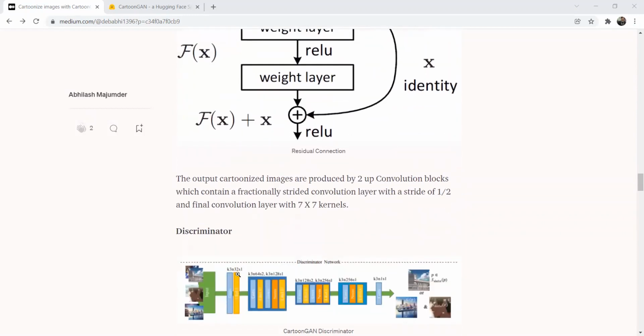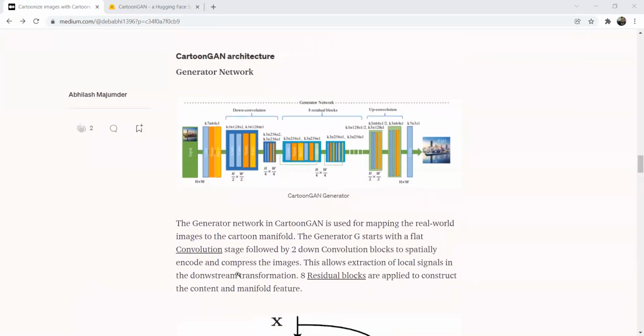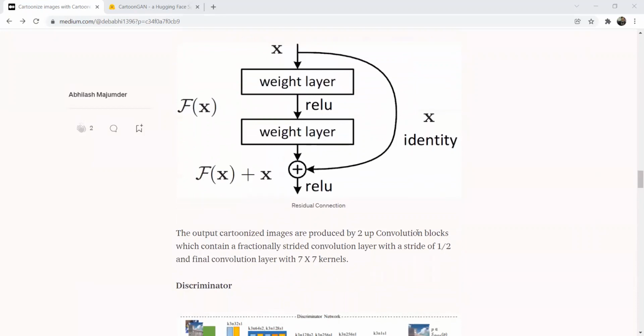The output cartoonized images are produced by two up convolution blocks, which contain a fractionally strided convolution layer with a stride of half, and a final convolution layer with 7x7 kernels. The most important part in the generator architecture is the downsampling, passing through the residual blocks, and then decoding them by upsampling, which is there in the last part.